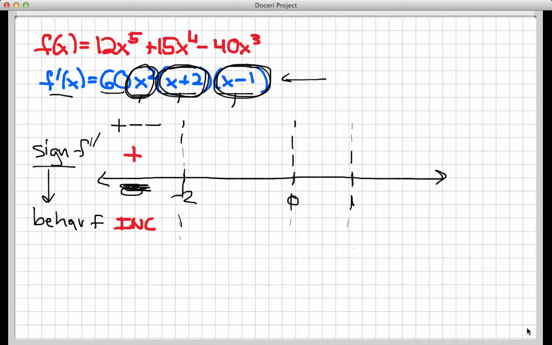Now let's move on to the second interval and try the same idea. Inside this second interval here are numbers such as -1. Now the x squared factor is positive on that interval. The x plus 2 factor this time is also positive on that interval.